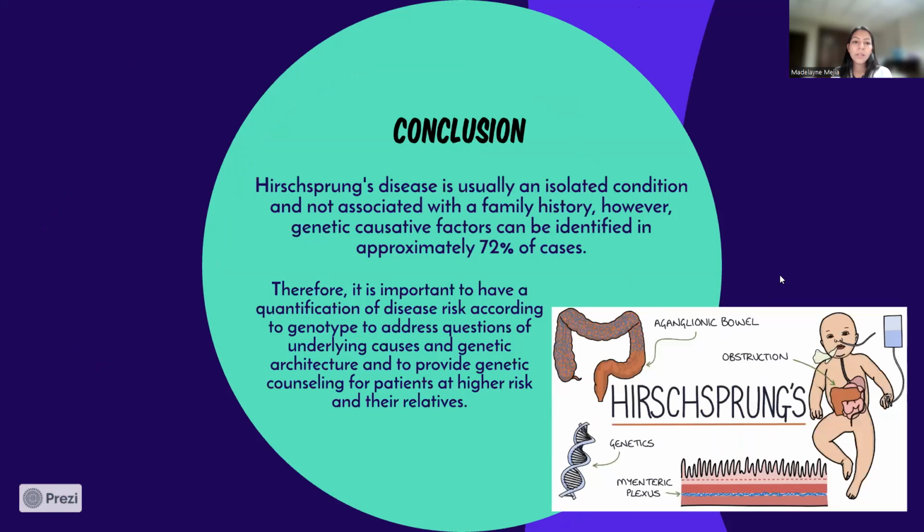As conclusion, we have that Hirschsprung disease is usually an isolated condition and not associated with a family history. However, genetic causative factors can be identified in approximately 72% of cases. Therefore, it is important to have a quantification of disease risk according to genotype to address questions of underlying causes and genetic architecture and to provide genetic counseling for patients at higher risk and their relatives.